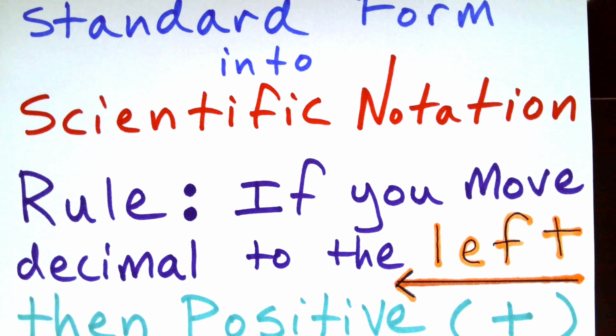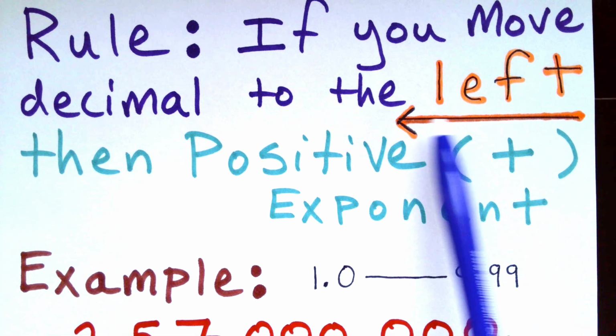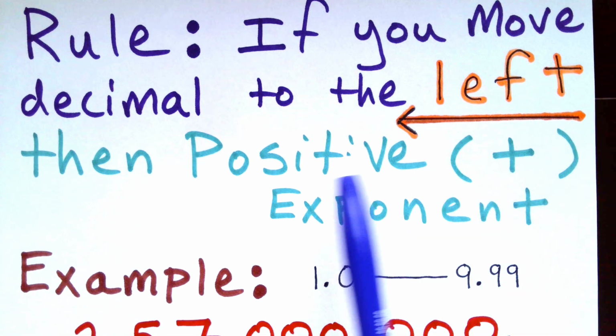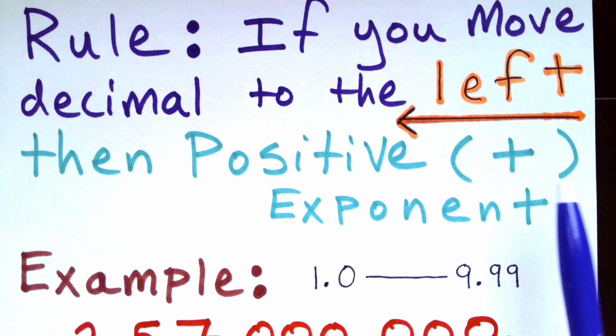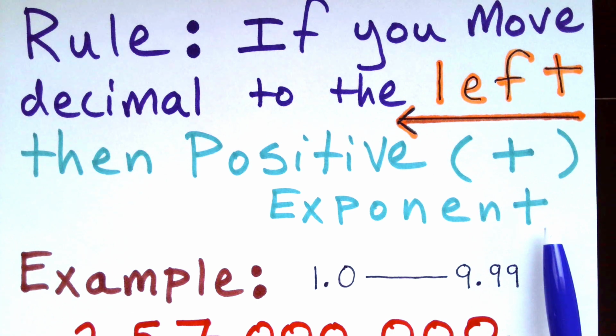Okay, let's go over another standard form in the scientific notation rule. If you move that decimal to the left to create that new coefficient between 1.0 and 9.9, then there is a slightly different rule. So if you move the decimal to the left to create that new coefficient between 1.0 and 9.9, then you will add on a positive exponent to your scientific notation power of 10.